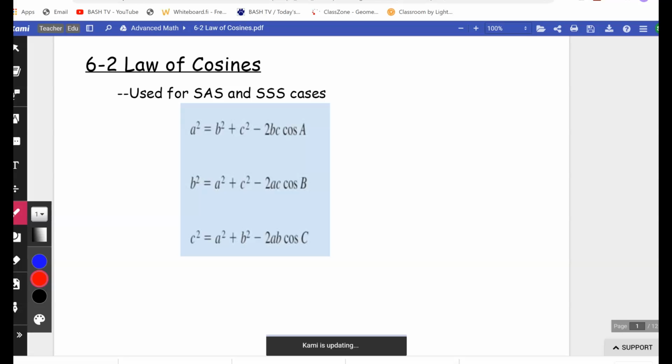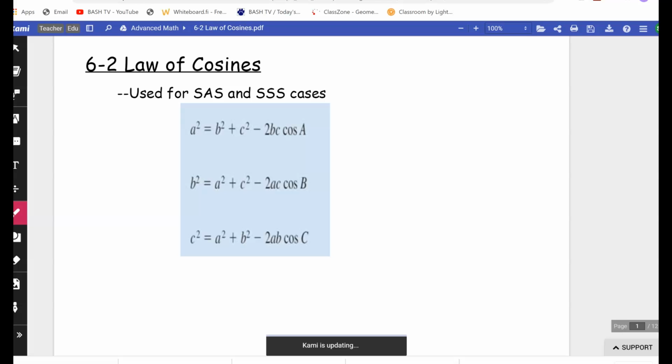There's 3 sets of formulas. Actually, there's going to be 6 sets. As you can see, these ones here would be used for the SAS case. So in other words, in the first equation, I'm going to have a B, a C, and an angle A, and I would plug into this to figure out little a. And I also want you to see that you're actually going to figure out a squared, and then you're going to have to take another step and take the square root of that.